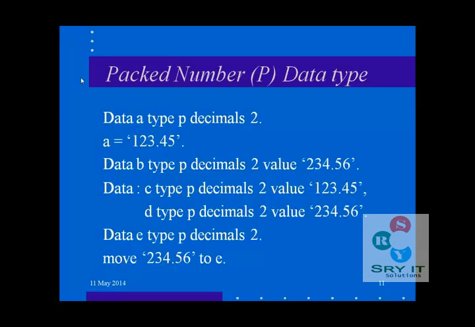And the second example, data B type P decimals 2, value is this. I have declared the value in the declaration part. And the third example, I am declaring multiple data objects with the same decimals and value. And in the fourth example, I am declaring the data object and assigning the value with the move operator.